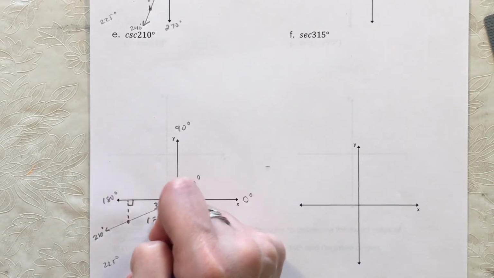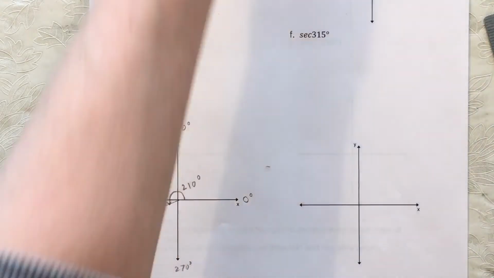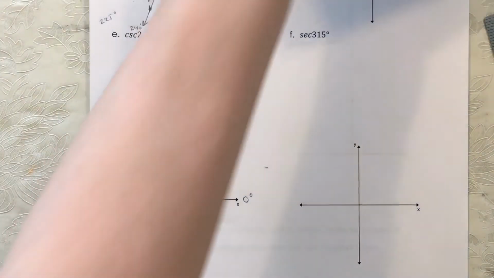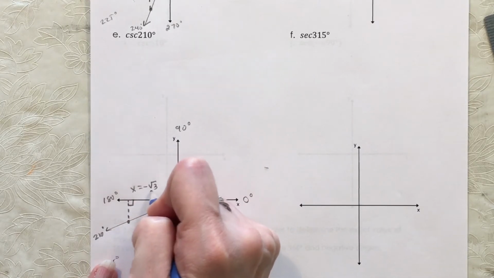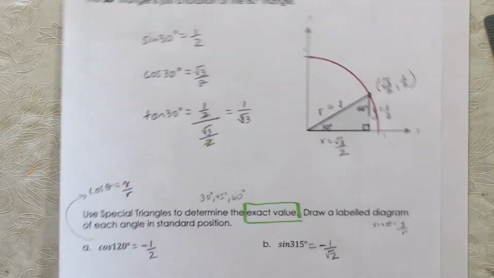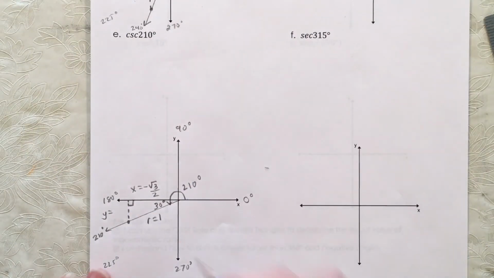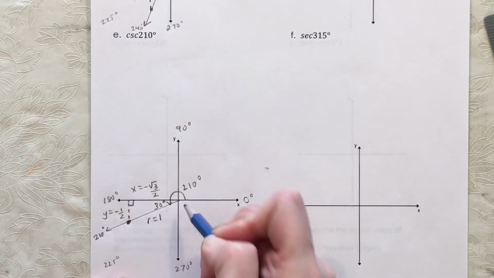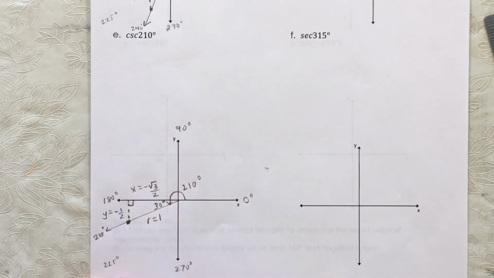So the r is always 1, so that's good. The x for the 30-degree triangle is either positive or negative root 3 over 2. So in the third quadrant, it makes sense that the x is negative root 3 over 2. And the y for the 30-degree triangle is either a half or negative a half, depending on the quadrant. And it makes sense for it to be negative a half. So to get to this point right here, you would go negative root 3 over 2 and then negative 1/2.